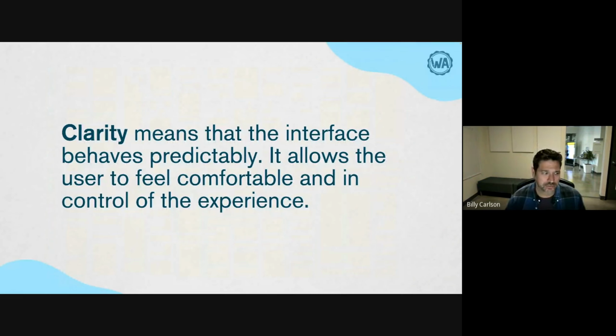Now we're going to quickly talk about clarity. Clarity means that the interface behaves predictably. It allows the user to feel comfortable and in control of the experience. I believe I took that right from the book.